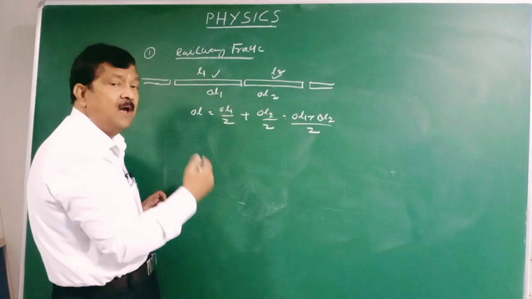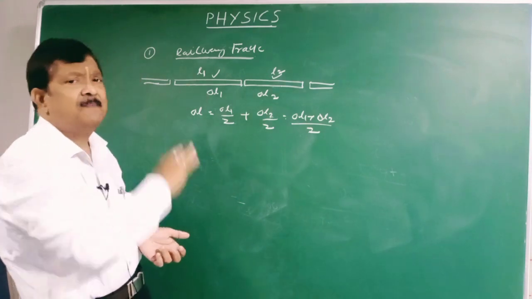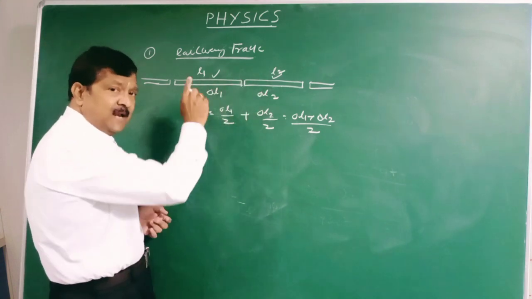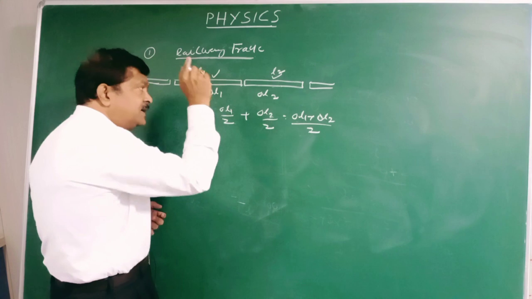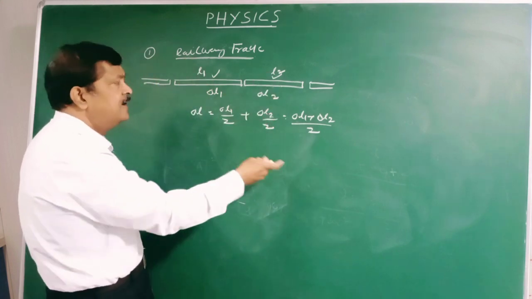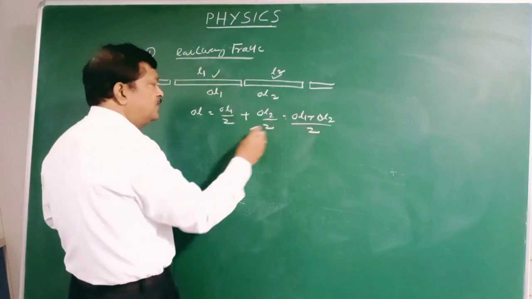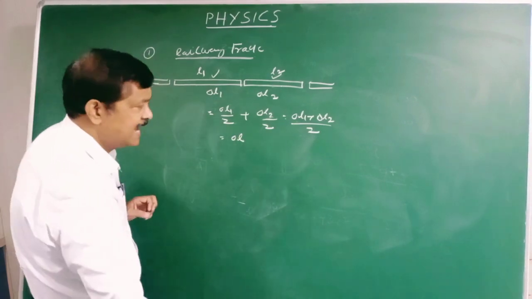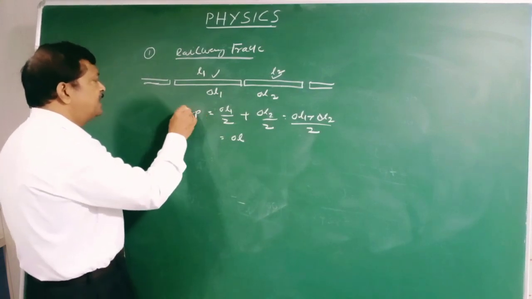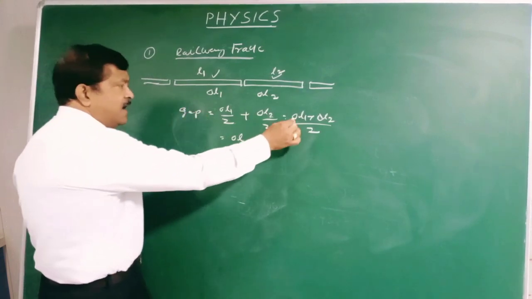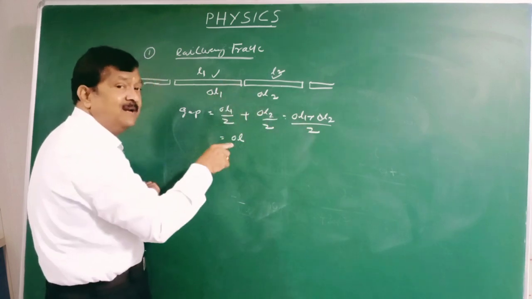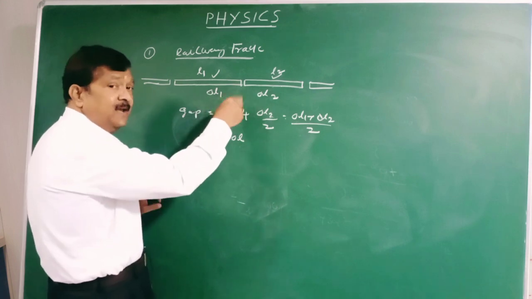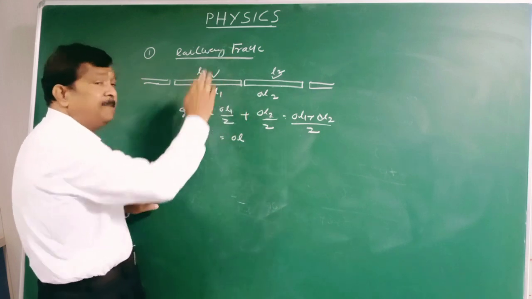Suppose all the rails have the same length. Then L1 and L2 are equal, so delta L1 and delta L2 are also equal. Then (delta L1 plus delta L2) by 2 is simply equal to delta L. So the gap to be left between the rails is equal to the average expansion when the lengths are not equal, and if the lengths are equal, simply the expansion of each rail; that much gap is to be left.